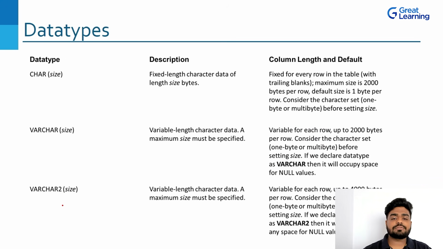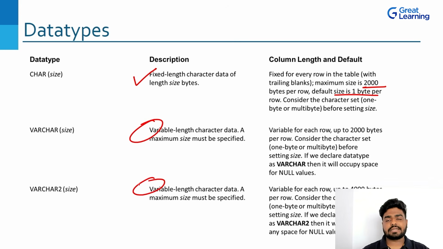So char is a fixed length character size. That means however much value you give to this char, only that many letters or characters can be kept. And the maximum size is 2000 bytes per row. Default size is 1 byte per row. Varchar and varchar2 are variable length character data. That means it can be increased. Char is a fixed length which cannot be increased.